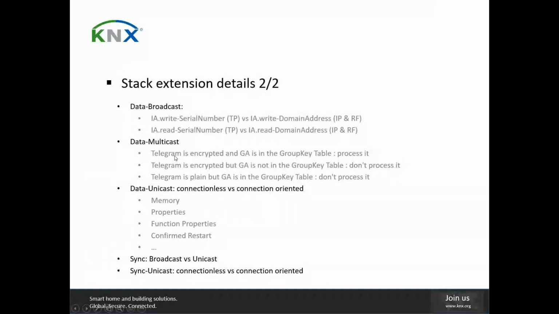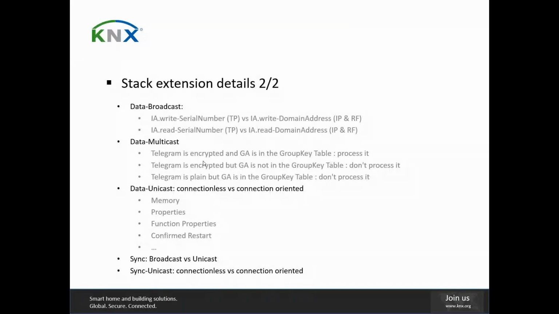So first of all, if the data multicast telegram is decrypted, you can find out if this group address is indeed in the group key table. So the telegram that was received for that group address was indeed an encrypted telegram. This group address that you found in that encrypted telegram is in the group key table. Well, then you can safely process this telegram. So you can decrypt it and do the rest of the business in the stack.